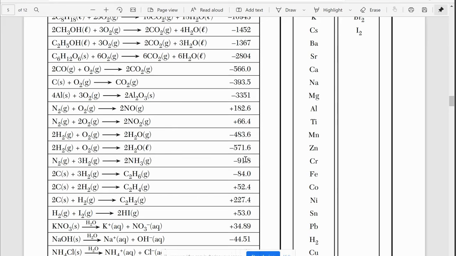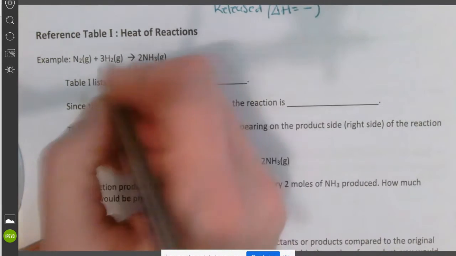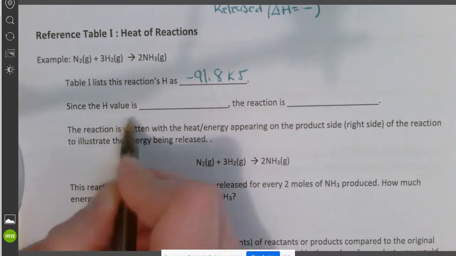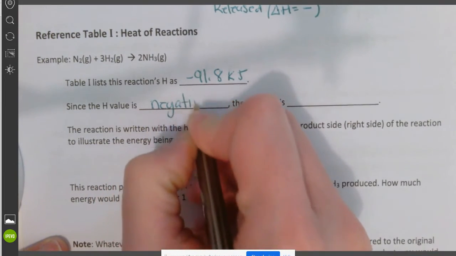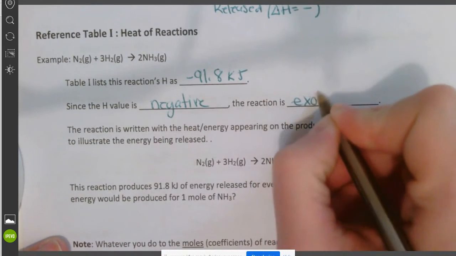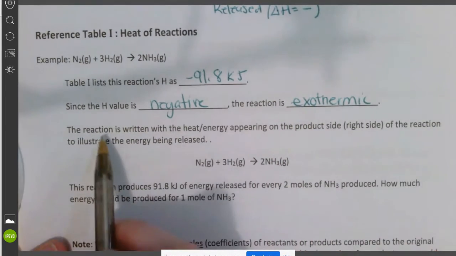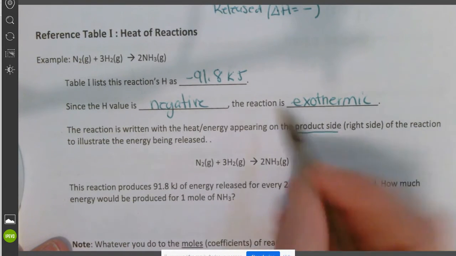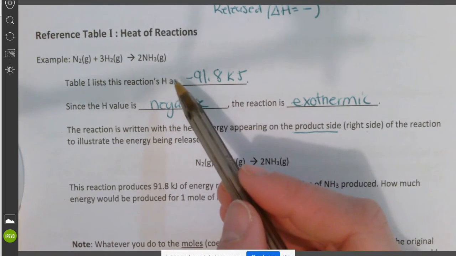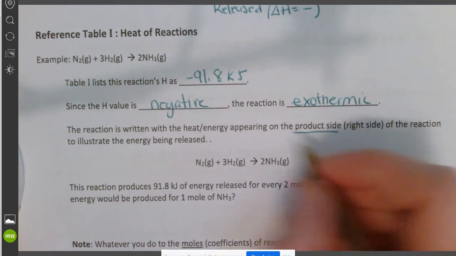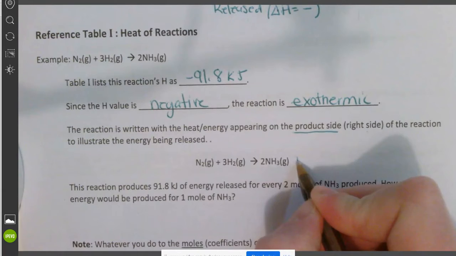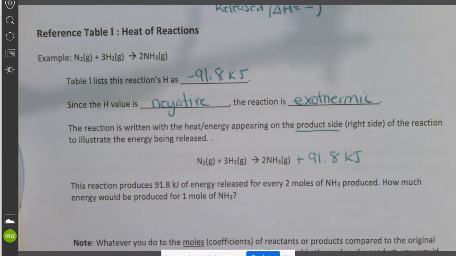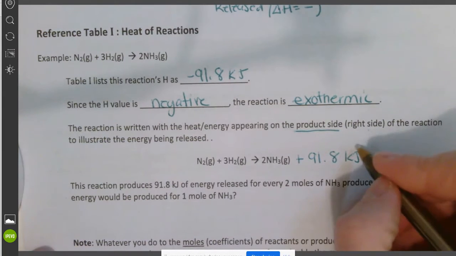So I'm going to remember this negative 91.8. Table I lists its delta H as negative 91.8. This is in kilojoules. Since the delta H value is negative, the reaction I know must be exothermic. So the reaction is written with the energy appearing on the product side, which is going to be the right side. I'm not going to actually copy in that negative right there. I'm going to just use that to indicate that it's exothermic. So it has to go on the product side, and then I write it in as 91.8 kilojoules. The fact that it's on the product side means that it's being released.